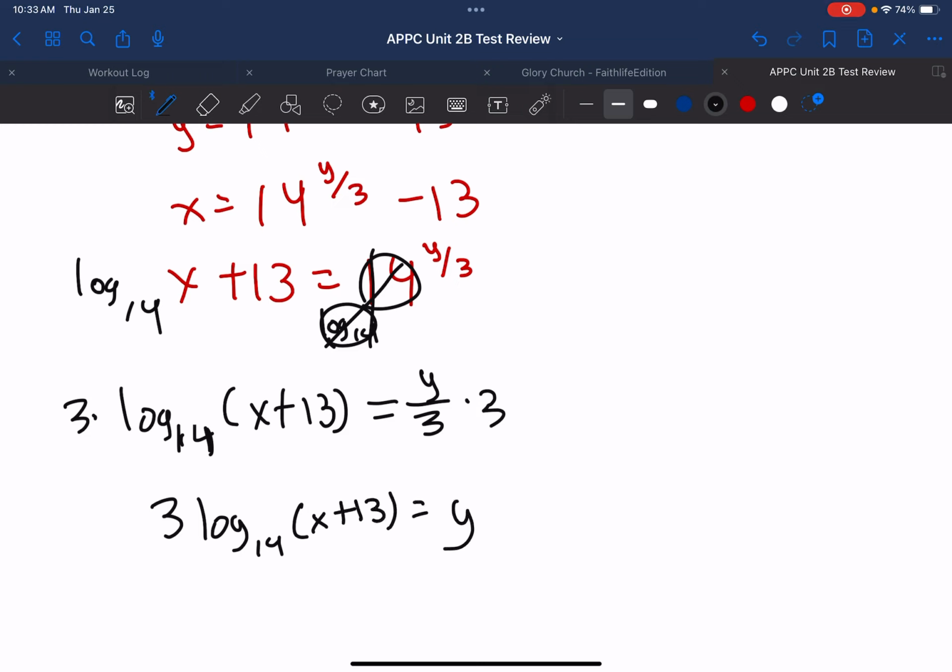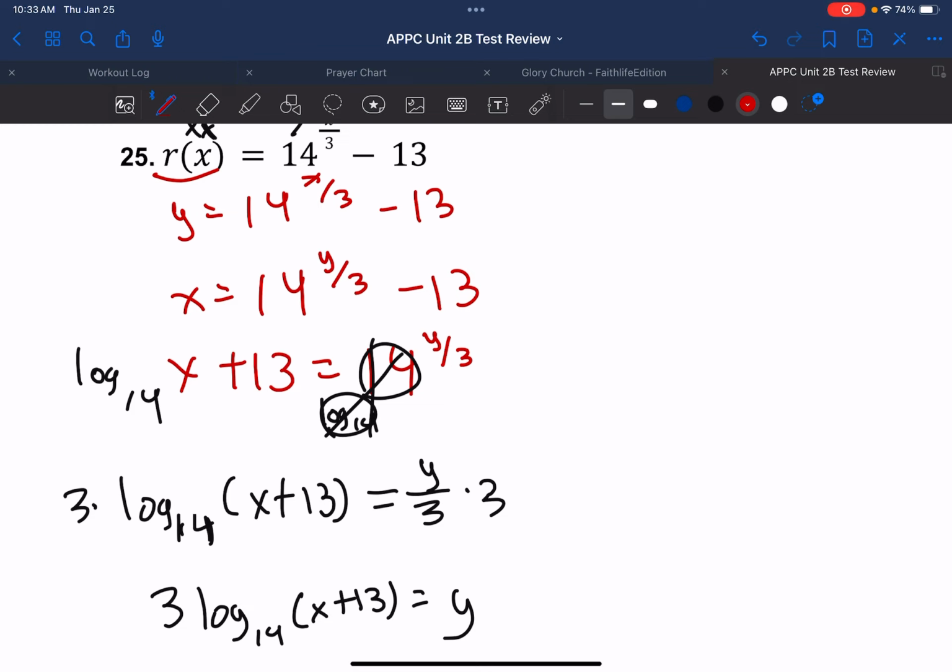And for now, we'll just leave it in this form. We're not going to worry about doing any of the crazy rules that you would have to do to rewrite this. Let's just leave it there. So we've got r, so I'm going to have r to the negative 1 of x equals 3 log base 14 of x plus 13.